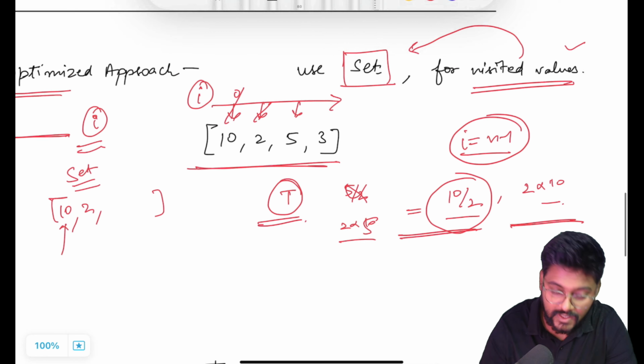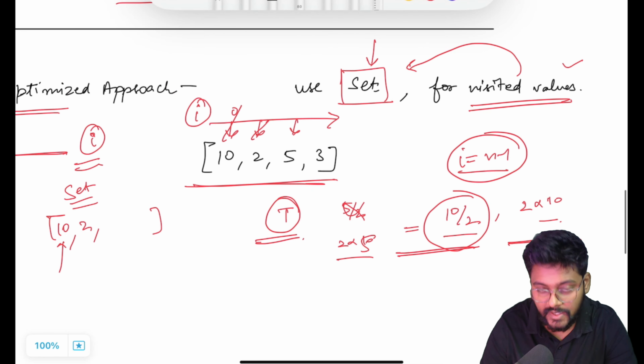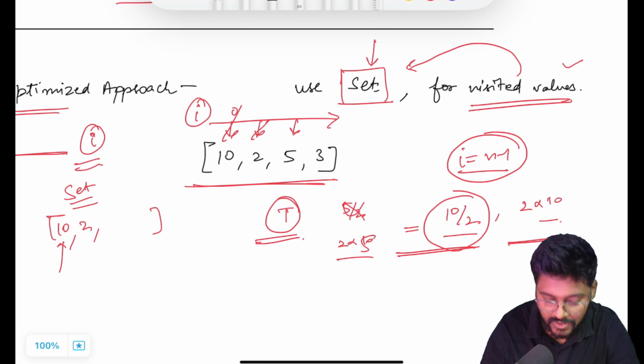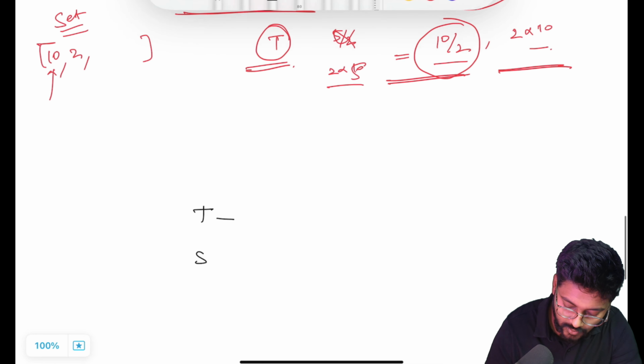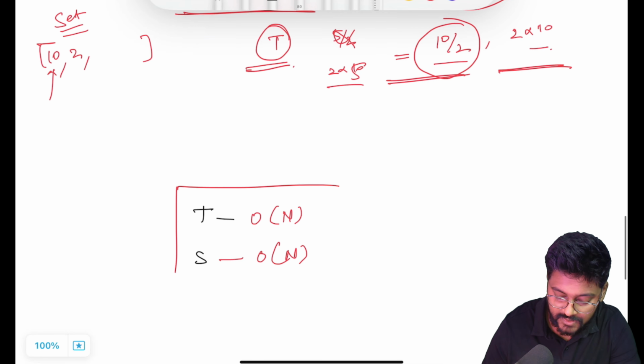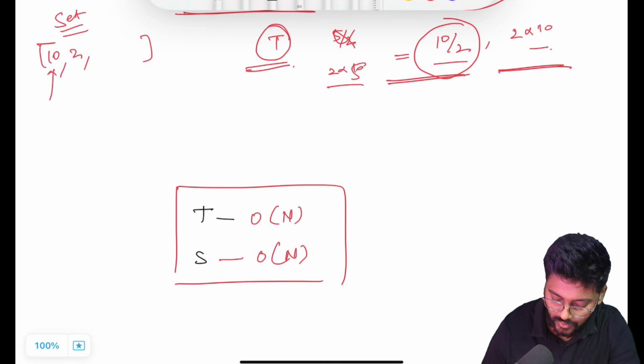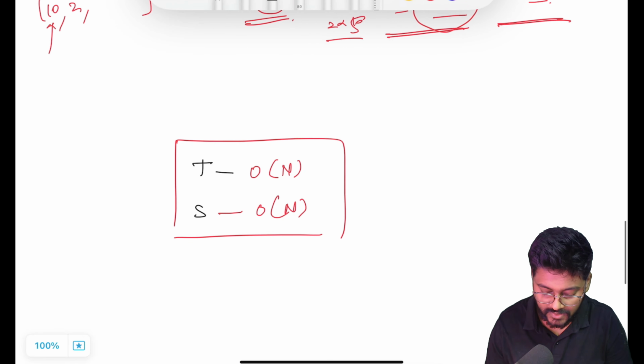So by using an extra data structure which is set, we are able to reduce the time complexity to only one iteration. So time complexity is going to be order of n, but space complexity will be increased because we are using set data structure. In the worst case it can go till order of n. I hope you are able to understand the approach.